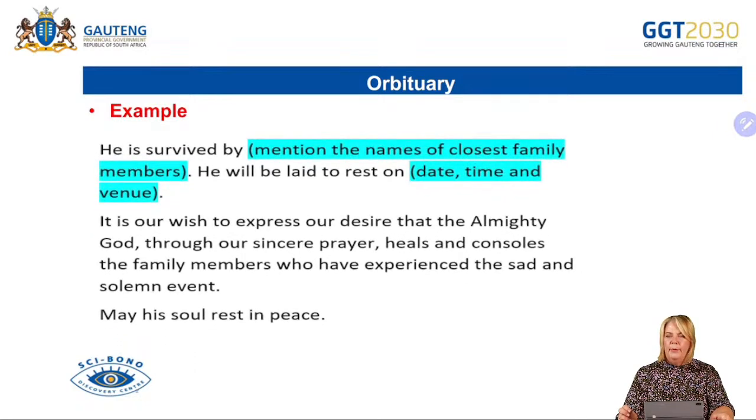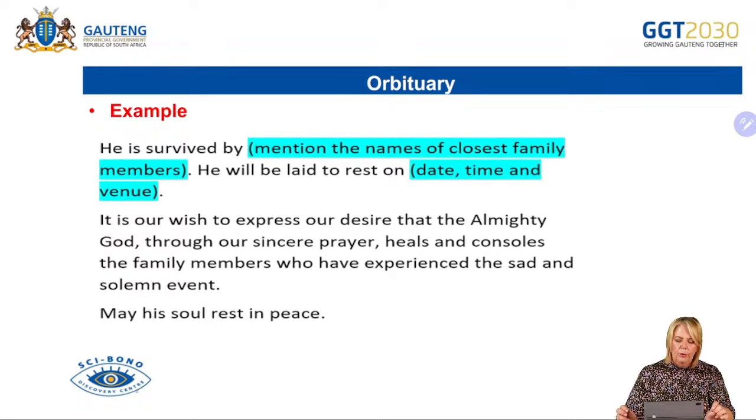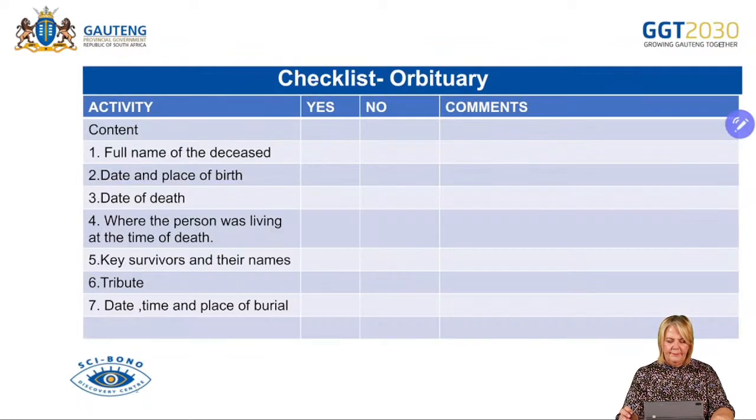He is survived by, and then mentions all the names of the closest family members. He will be laid to rest on, and that would be the date, time, and venue. It's also a euphemistic form of he will be buried. It is our wish to express our desire to the Almighty God through our sincere prayer, heals and consoles the family members who have experienced the sad and solemn event. May his soul rest in peace. And that's the finishing condolences part.